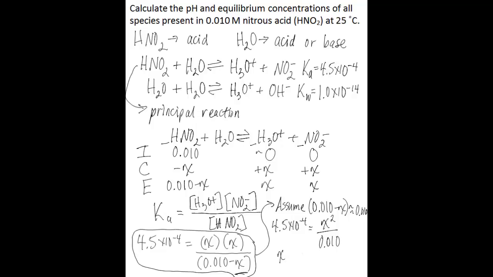So we have 4.5 times 10 to the negative 4 is equal to X squared divided by 0.010. Multiplying both sides by 0.010, we're left with X squared is equal to 4.5 times 10 to the negative 6th, and taking the square root of that number will give us X is equal to 2.1213 times 10 to the negative 3.